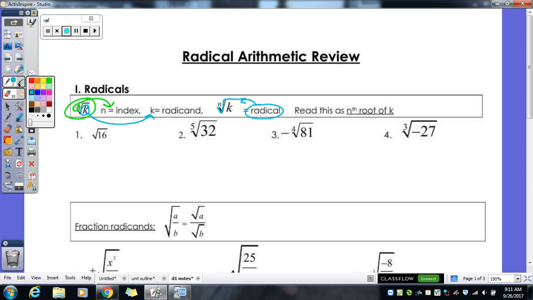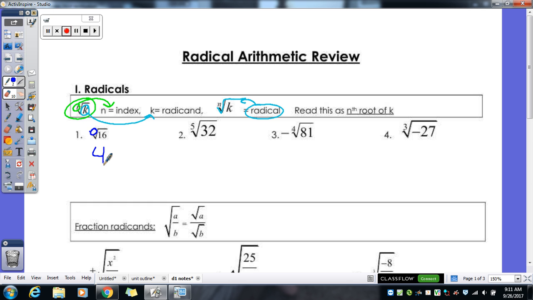Now, if there is no number written out in front, like in number 1, that's always going to be a 2. If there's no number there, it's because they mean for it to be a 2. They don't always write the 2. So this just means to find the square root of 16, which we know to be 4.